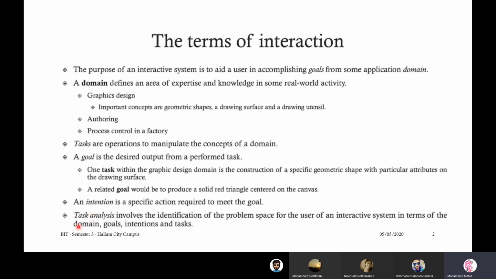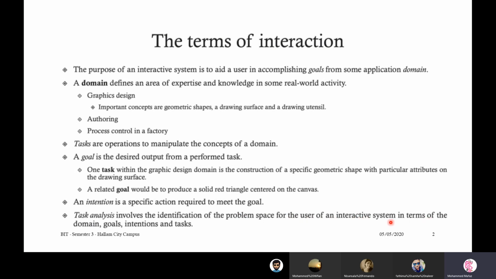I'll describe it there. Task analysis involves the identification of the problem space for the use of an interactive system in terms of the domain, goals, intentions, and tasks. So all these topics we learn. So task analysis involves the identification of the problem space for the use of an interactive system, right?